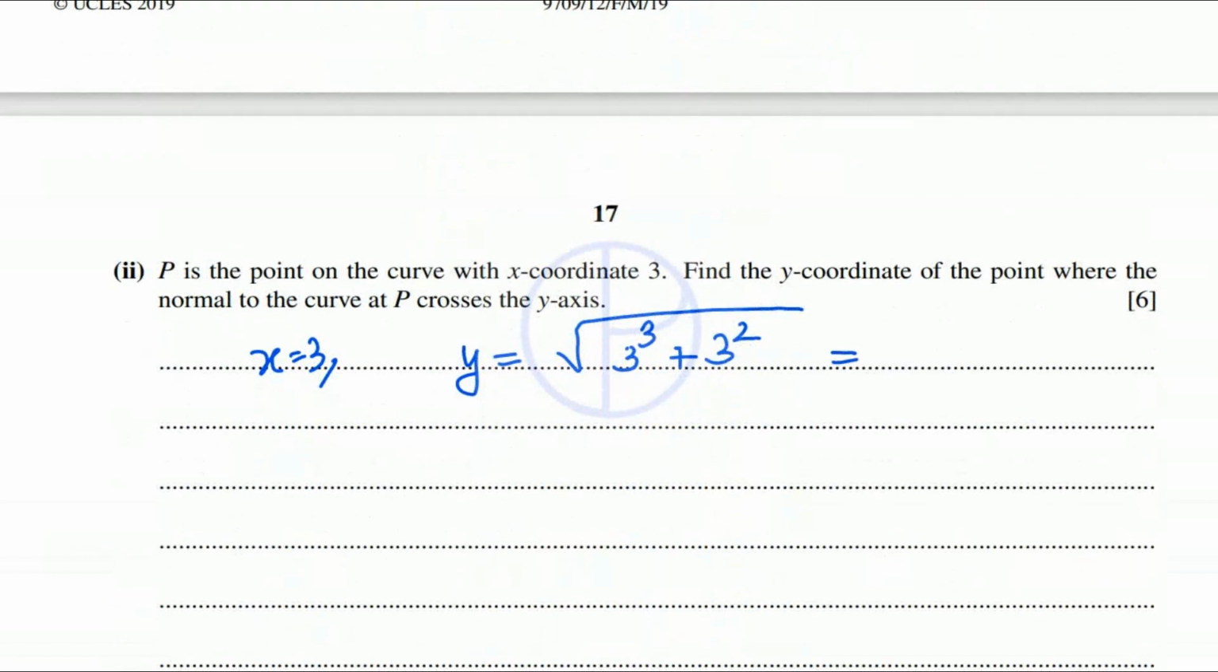So 3 cube plus 3 square, which is equal to 3 cube is 27 plus 9, which is 36. Square root of 36 is 6. So P is (3, 6). Okay. Find the y coordinate of the point where the normal to the curve at P crosses the y-axis.